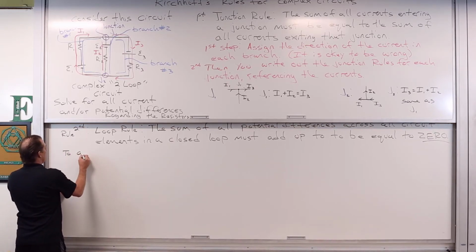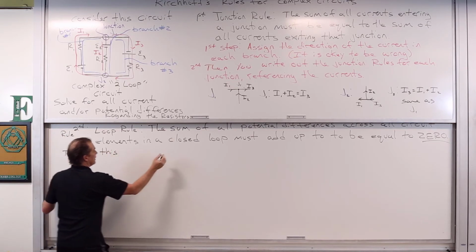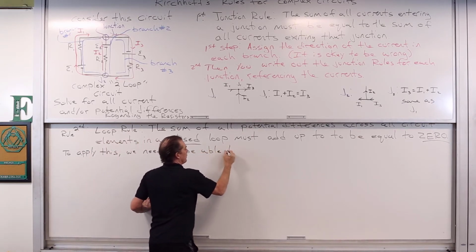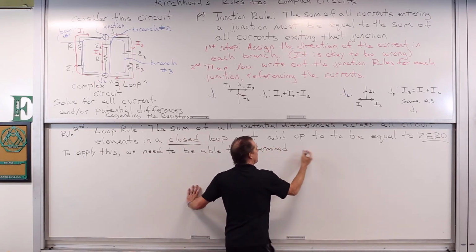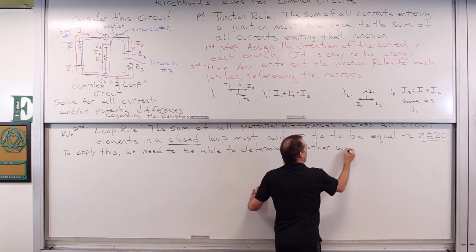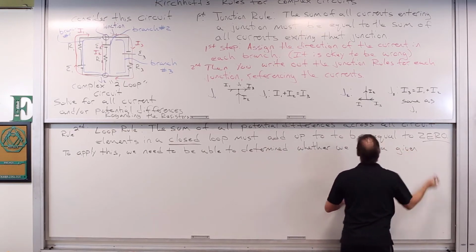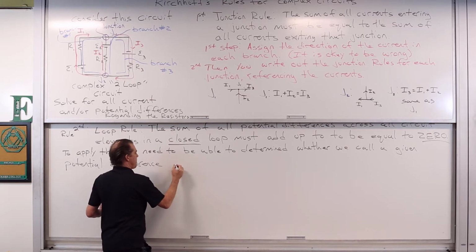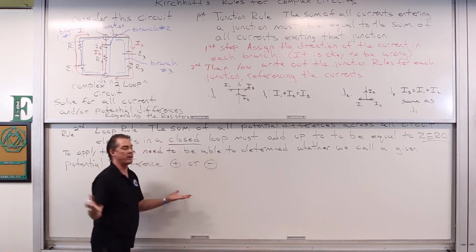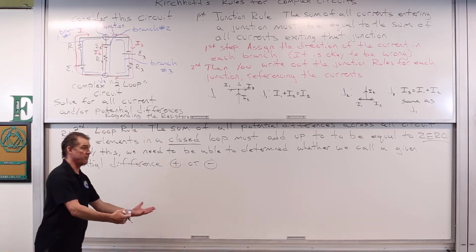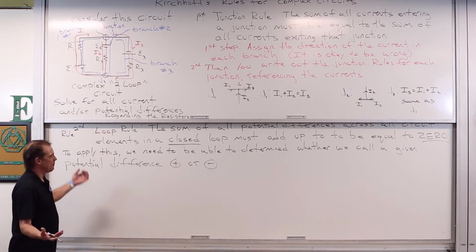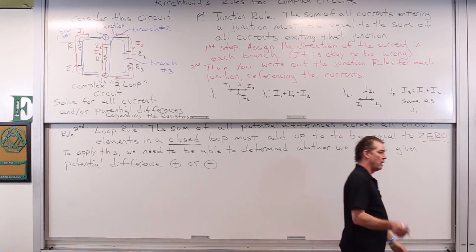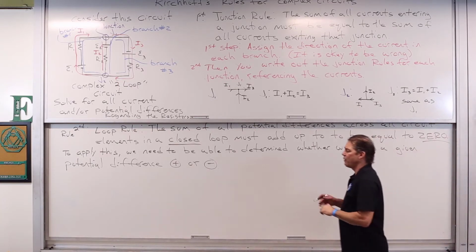Applying this is a little bit different. There's an important word there, closed. To apply this, we need to be able to determine whether we call a given potential difference plus or minus, positive or negative. Because we can't add a bunch of positives together and get 0. We can't add a bunch of negatives to get 0. We have to be adding positive and negative, right? That only makes sense. So there is some notion of positive and negative potential differences, but some of it depends on which way we're going around the loop, which way we traverse an element, and what its terminal potentials are.